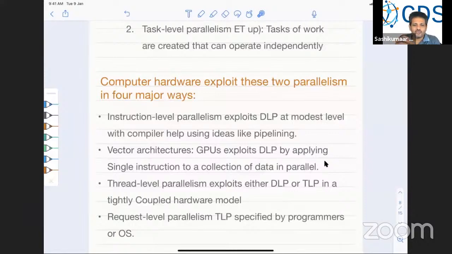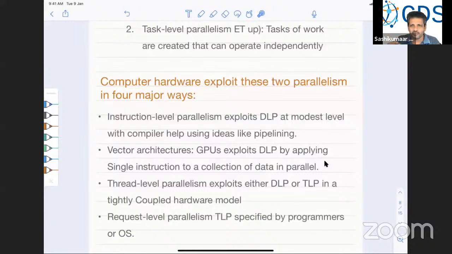It's mainly about exploiting data parallelism. So if you have clean data available for each processor, and even at the compilation time you can do something, that's instruction level parallelism. And the next one comes into the vector architectures. Again, vector architectures, data parallelism.